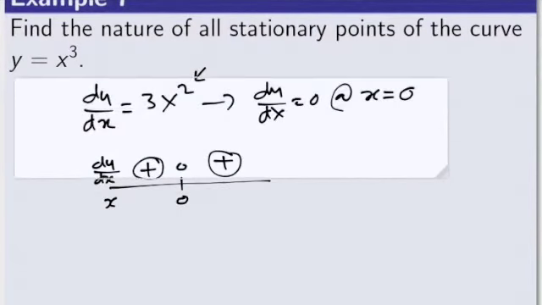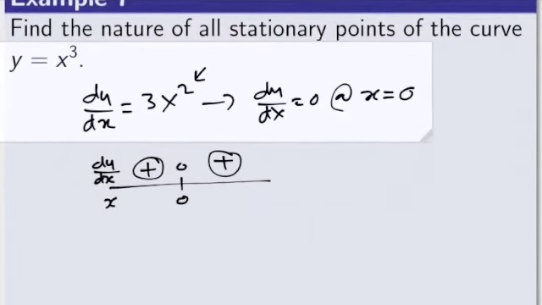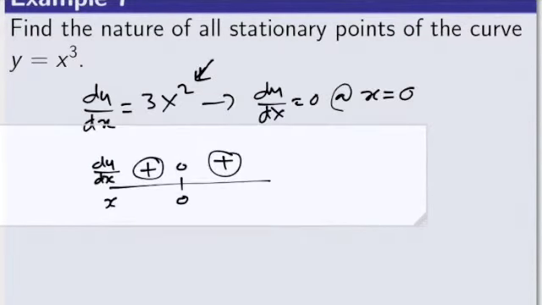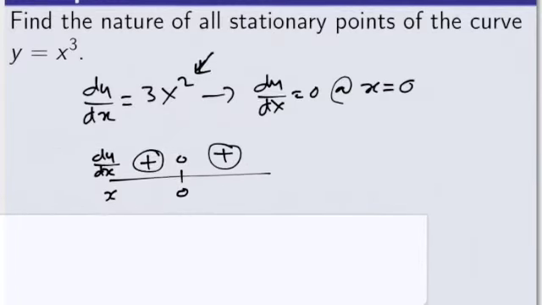For values less than 0, if you substitute for x in this expression, we still get a positive value. So the sign of dy/dx does not change at the stationary point. So clearly this is a point of inflection.